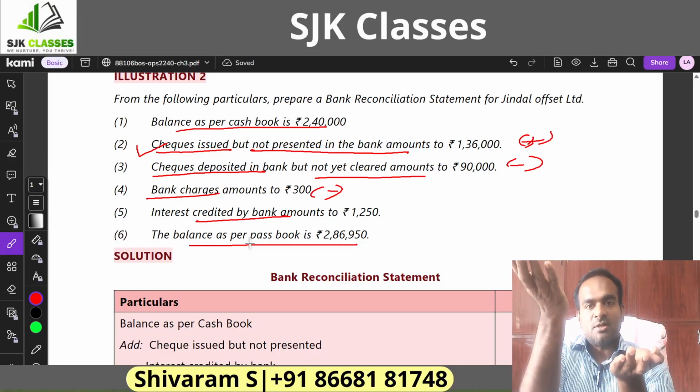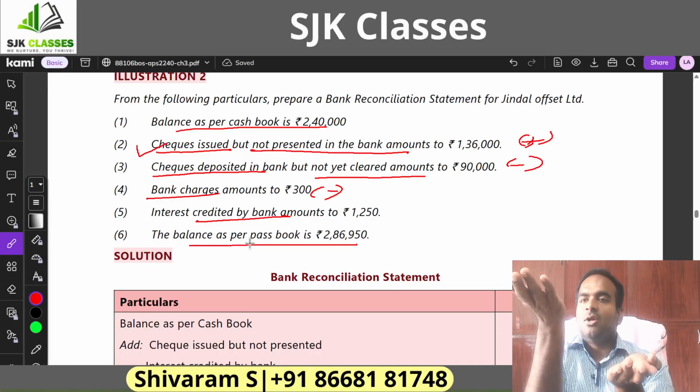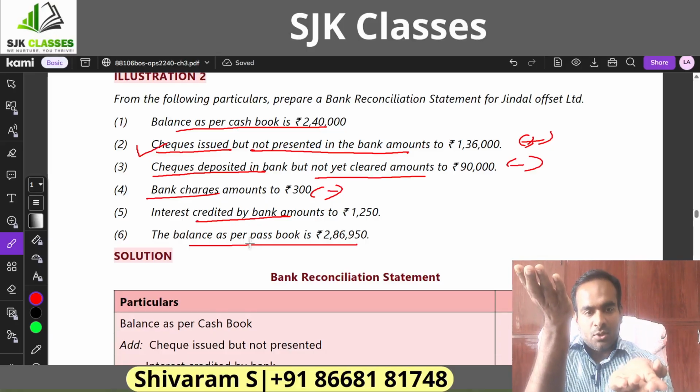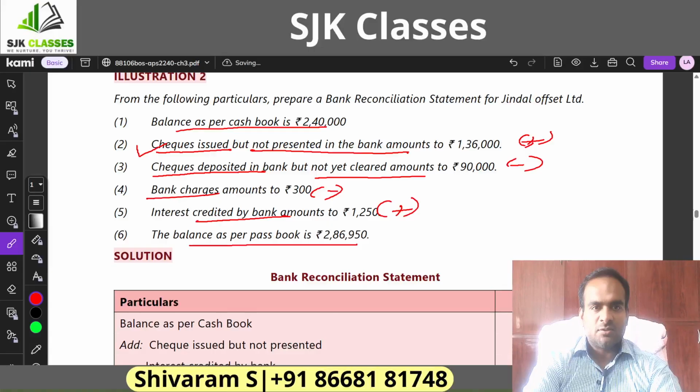What you should do? Plus minus your left hand to match with right hand. What you should do? You must increase your left hand. So this is a case of addition. So 1250 should be added. That's the answer for this fifth point.